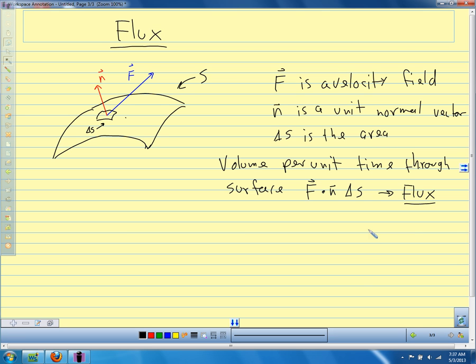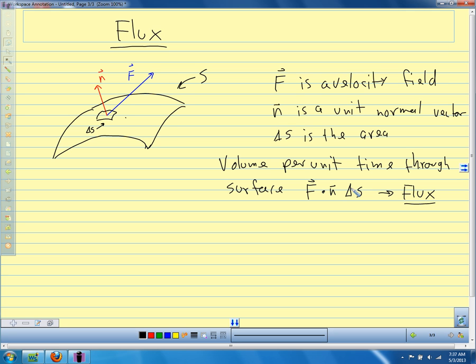Now what we're going to do is assume that delta S is so small that F, our velocity field, is constant in that little piece of area. So we're making delta S very small, and we're assuming that delta S is a parallelogram. So it's very small, the field is constant there. And F dot n delta S is the volume of that small oblique prism on the surface. And what we're going to do is sum this quantity, F dot n delta S, over the entire surface and take the limit as delta S gets very small.